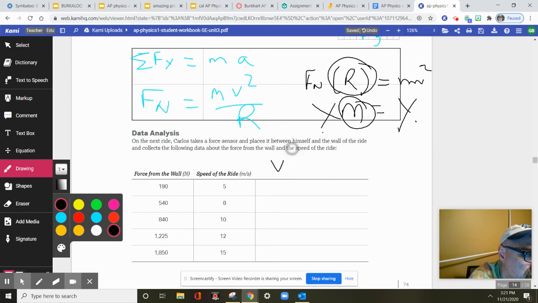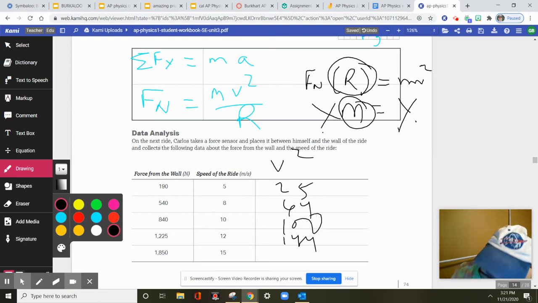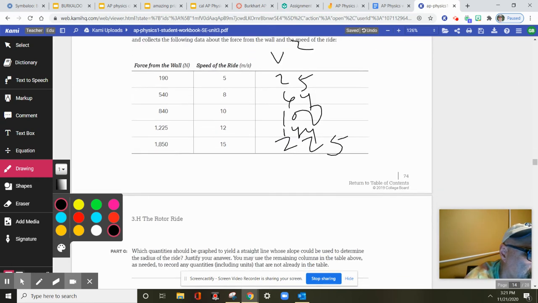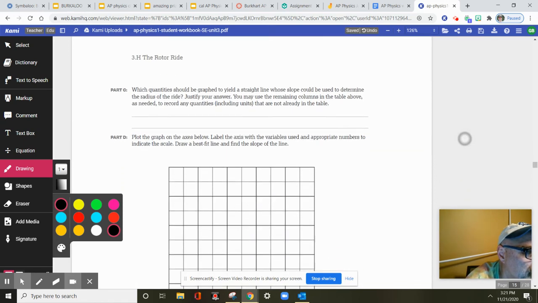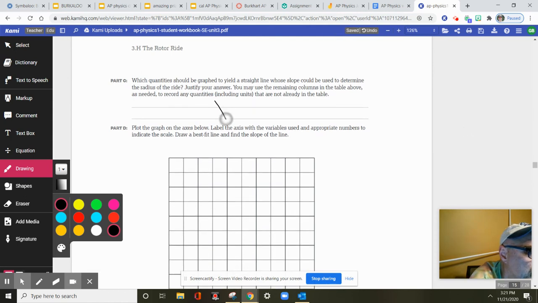So what we want to graph is the square of the speed, and that would be 25, 64, 100, 144, 15 squared. Come on, give me a break. What am I, some sort of calculator here? Okay, I'm going to go 225. I got it right. It was 225. Good guess. All right. So which quantity should be graphed to yield a straight line? v squared.